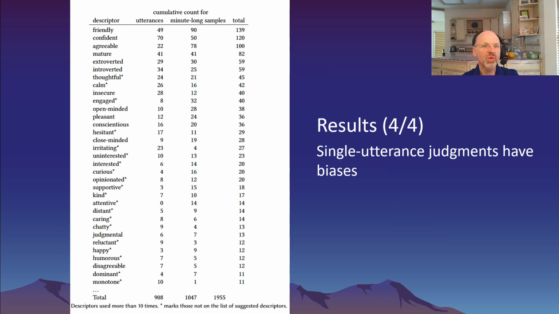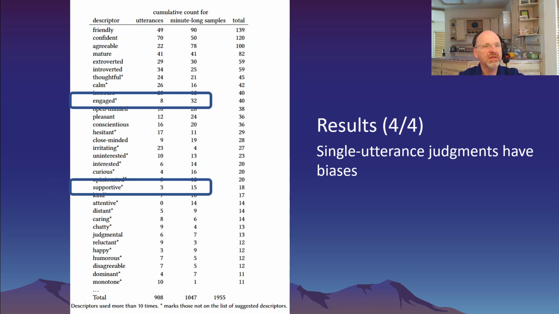And the 4th result was kind of interesting. So the single utterance judgments, they represent the overall judgments. They're rich, but they do have biases. This is kind of hard to see, but we found that for some descriptors, like engaged and supportive, the number of times those were chosen after listening to a single utterance was very small compared to the number of times they were chosen after listening to 3 minutes of data. And that makes sense. You can't really judge if somebody's engaged just from a single utterance. You need more. So that's a limitation of this approach.